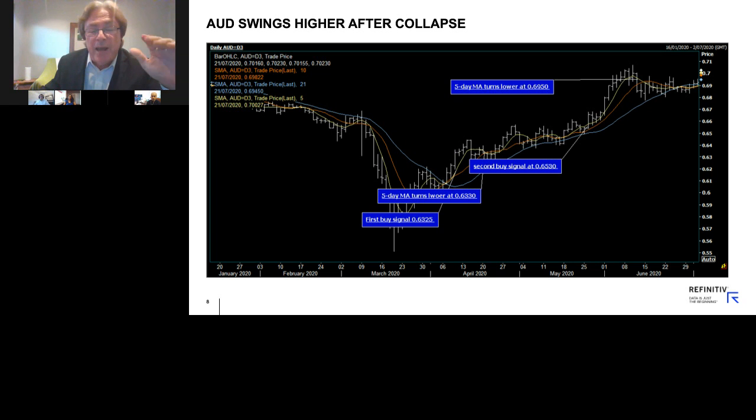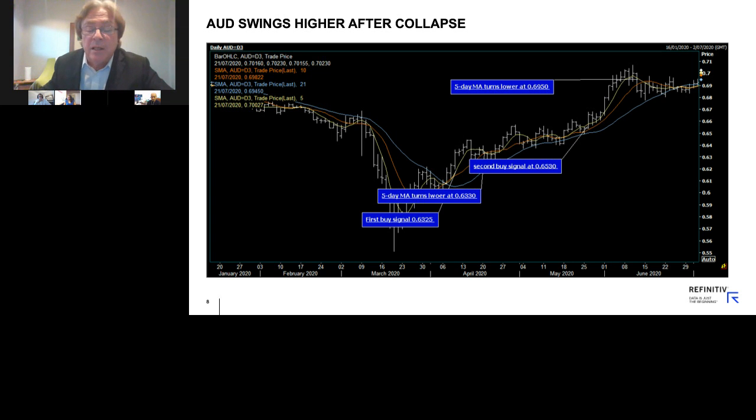As the Aussie was bouncing back, instead of telling us this was an opportunity to sell, it was now giving buy signals. The first buy signal came at 63.25, because the 5-day crossed above the 10 and the 10-day crossed above the 21. They all started pointing higher, but it wasn't a very strong move. Even though it went higher, they started crossing again, and basically you got out flat. No harm. Maybe with some slippage you lost a little bit of money, but not very much at all.